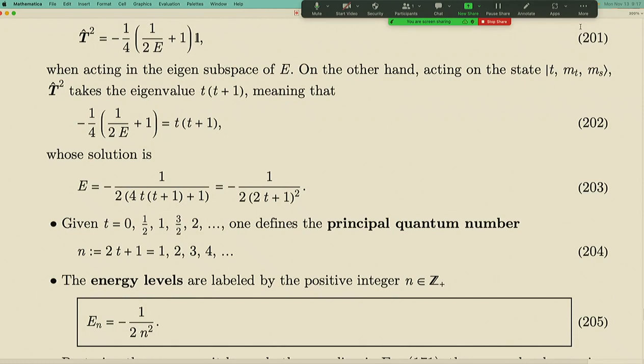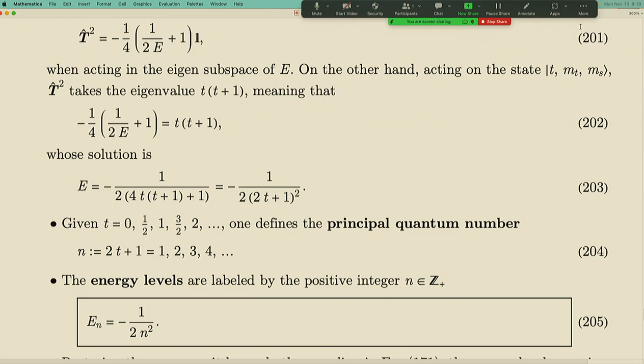It doesn't depend on mt, and it doesn't depend on ms, because what appears in the formula is only t square, this operator. So you only pick out the eigenvalue associated with t times (t plus 1). After a few steps of simplification, one can show that the energy goes like 1 over this expression, which has 1 over 2 times something squared, where something is 2t plus 1.